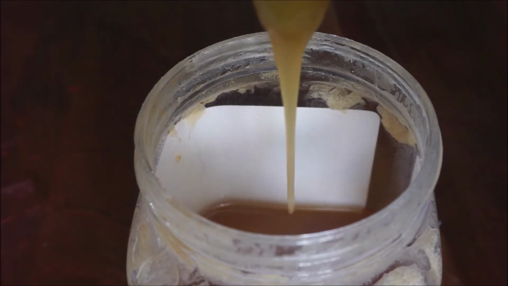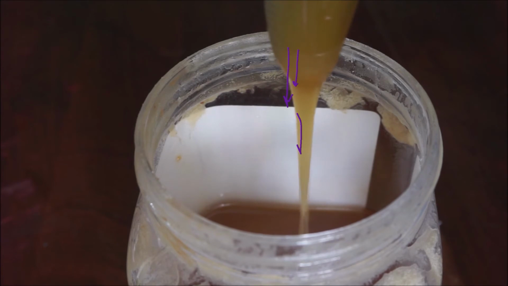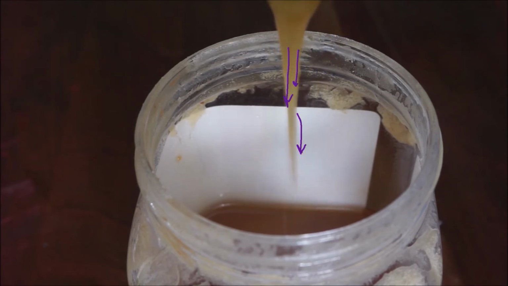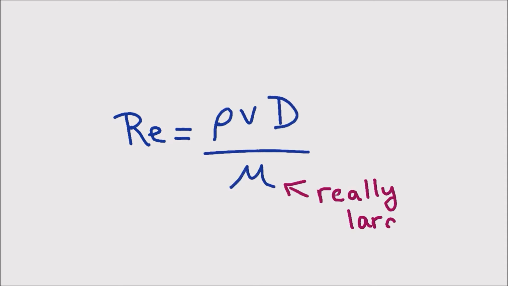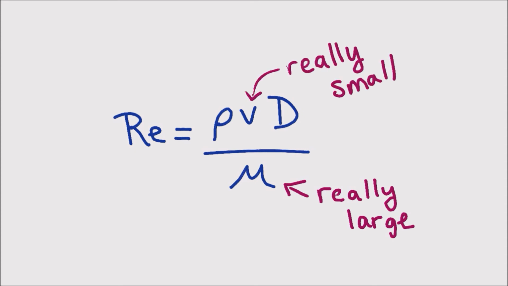Laminar flow is the opposite of turbulent flow. It's very smooth and regular, like when honey flows. Every molecule has its place. If we look at the Reynolds number for honey, the viscosity is very high and the velocity is very low, which leads to a low Reynolds number and laminar flow.